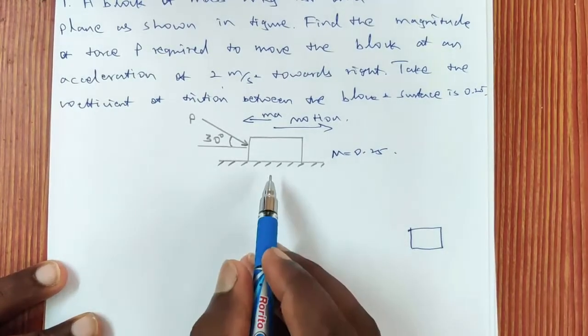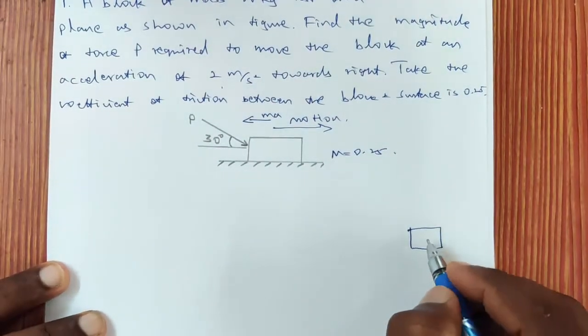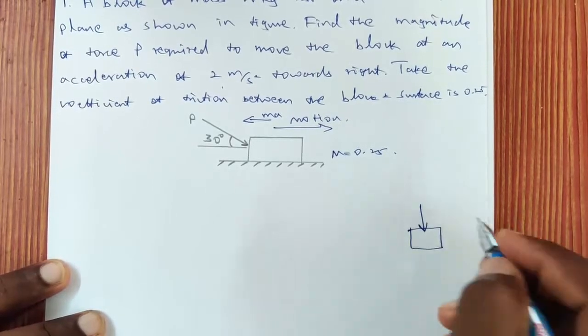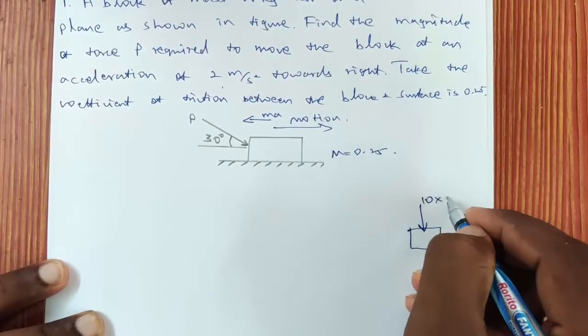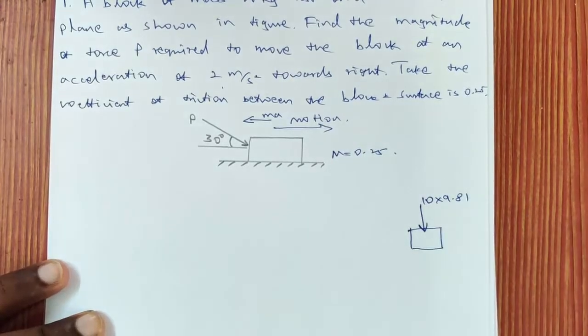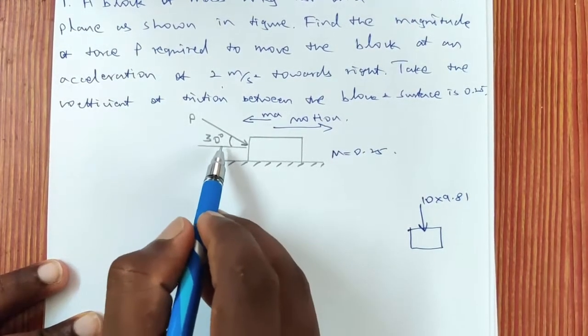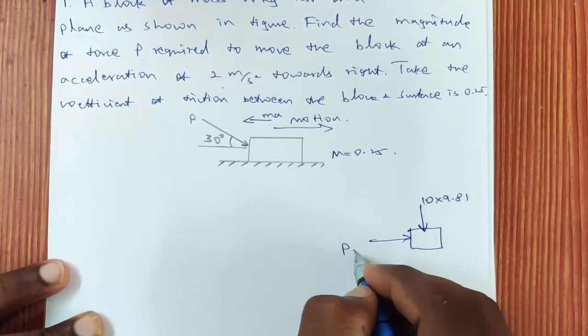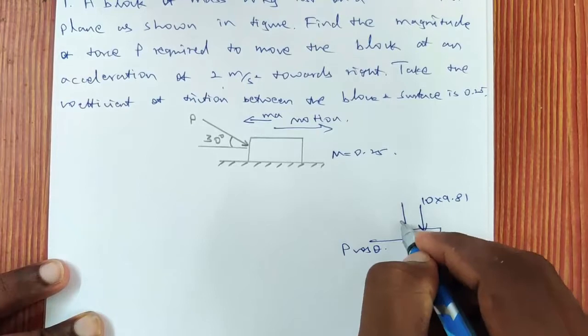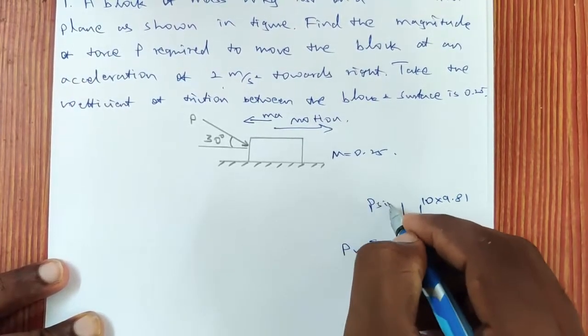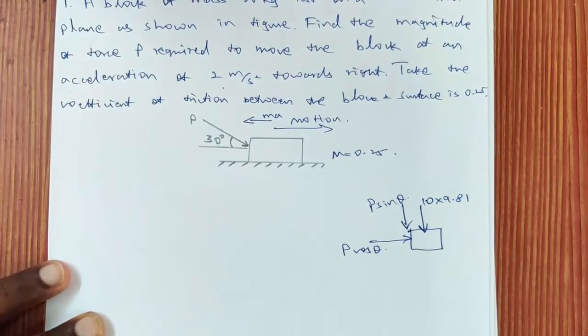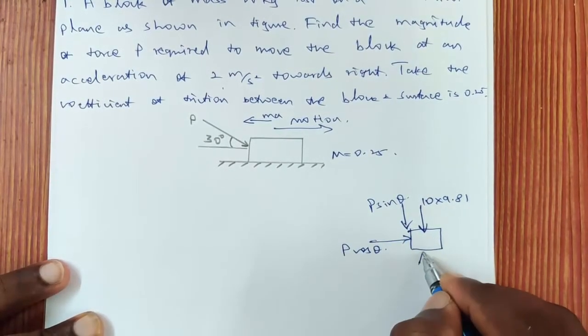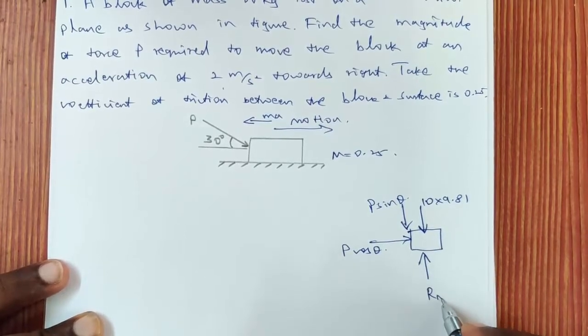Okay, the block has a weight of 10 kg, so the weight will be acting in the downward direction. It is given in kg, so it is 10 into 9.81. Then the P is acting with some inclination. Let us resolve this into two components: one is P cos theta and the other one is P sin theta. Because of the friction between these two contact surfaces, a normal reaction will be there, and this normal reaction will be acting in the perpendicular direction of the contact surface.